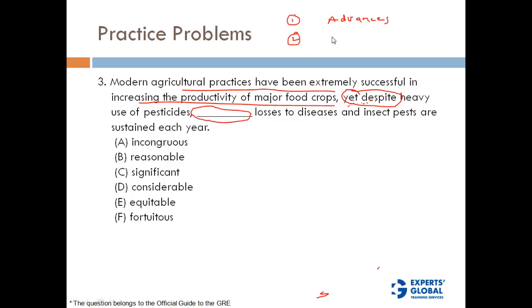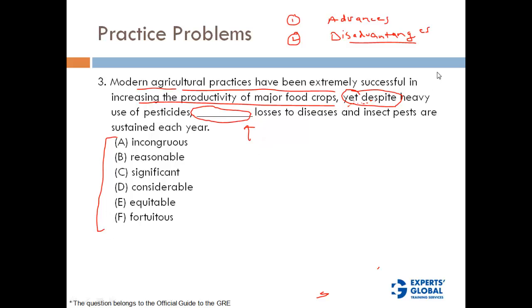So we are highlighting disadvantages of advancement in agricultural practices, right? So this missing word is in the second half. It has to talk about some kind of disadvantage of modern agricultural practice, right? So let's look at the options.